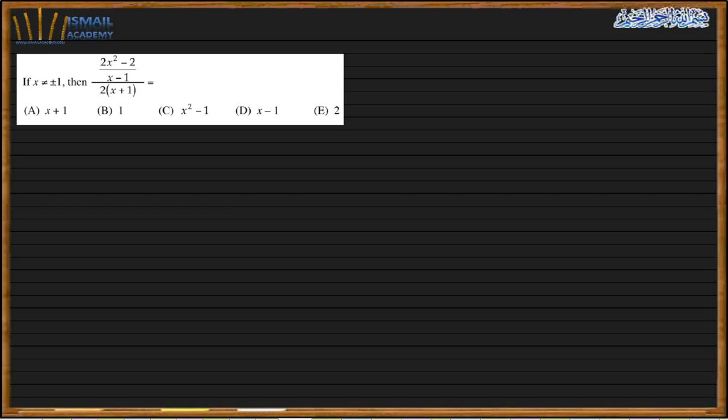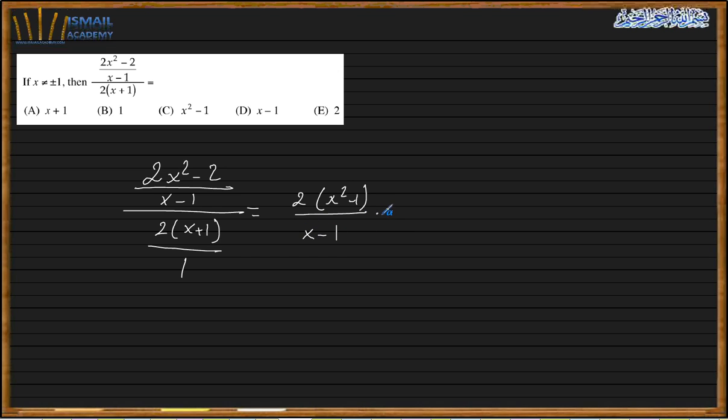All right, so here we have 2x squared minus 2 over x minus 1 divided by 2 times x plus 1. So here I have, this is over 1, so I will multiply by the reciprocal. So it's going to be 2 times x squared minus 1 over x minus 1 times 1 over 2 times x plus 1. So here is the same thing as 2 times x squared minus 1 over 2 times x minus 1 times x plus 1.